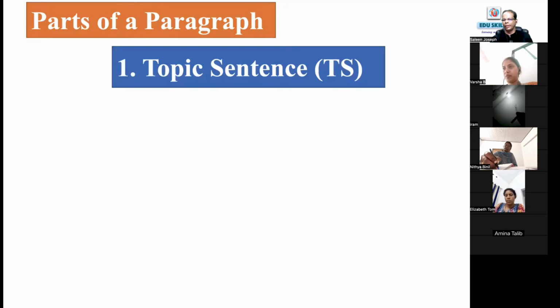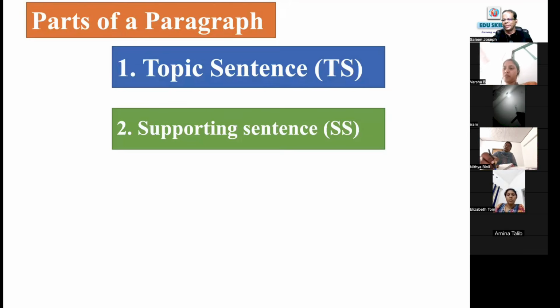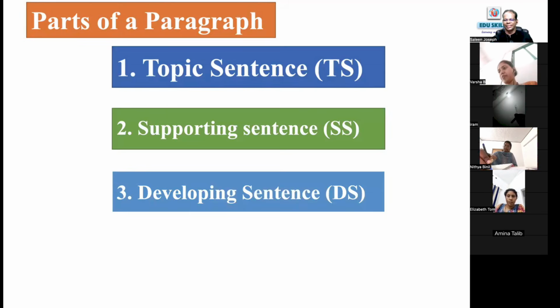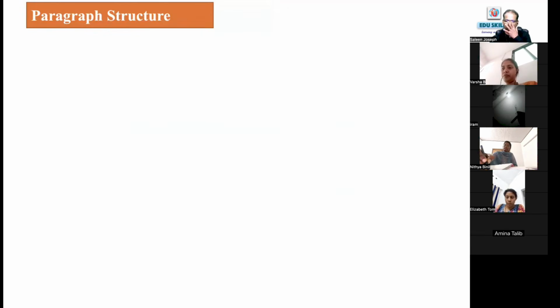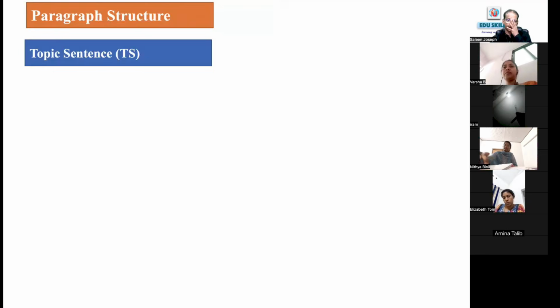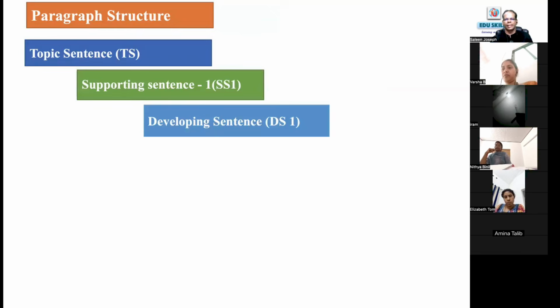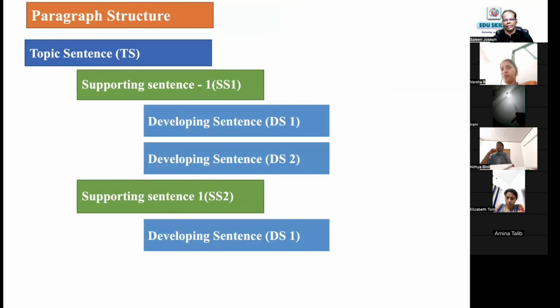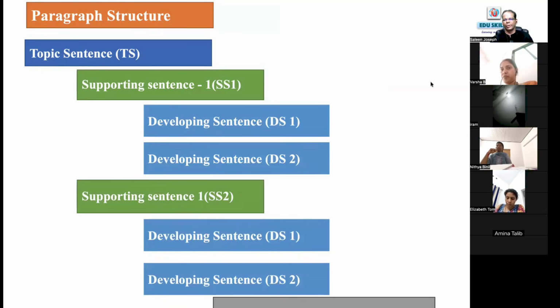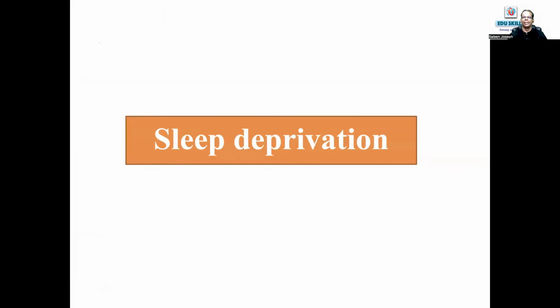Parts of a paragraph, already you know. Topic sentence. Next, supporting sentence. Next, developing sentence, one or two developing sentences. Then conclusion or link. Yes, that is the paragraph structure: topic sentence, supporting sentence, developing sentences, then conclusion or link.